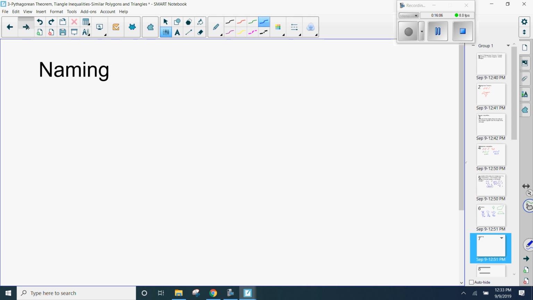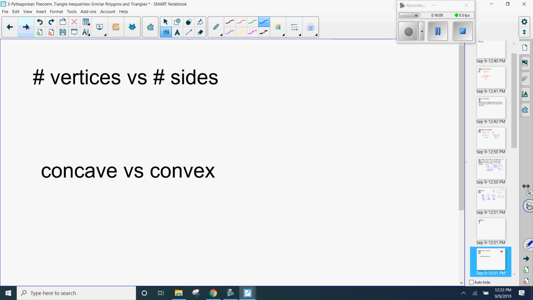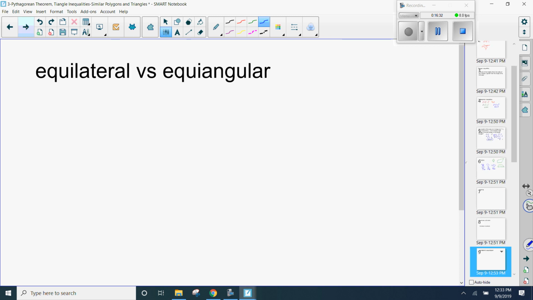We talked about the naming of them. What do you know about the number of vertices versus the number of sides in a polygon? They're equal. They're the same. And do you know the difference between concave and convex? Concave caves in, convex does not. Equilateral means what? All sides are equal. Equiangular means equal angles.